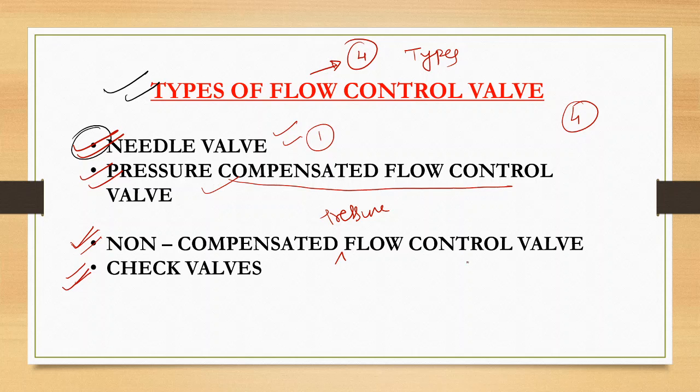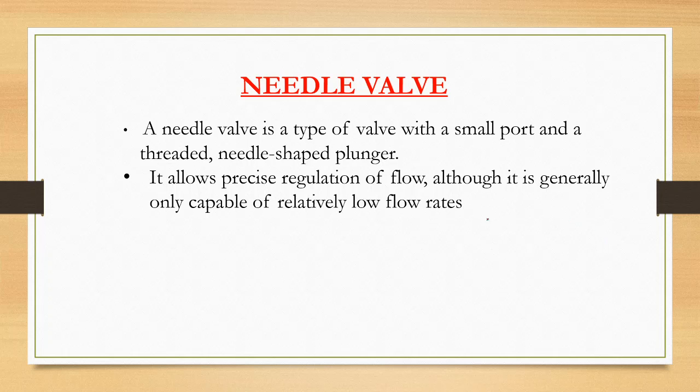So let us start with the very first type of flow control valve, that is nothing but needle valve. A needle valve is a type of valve with a small port. Port means you can say opening, a small opening is there, and threaded. You must have seen a screw, you know the threads are there on a screw.